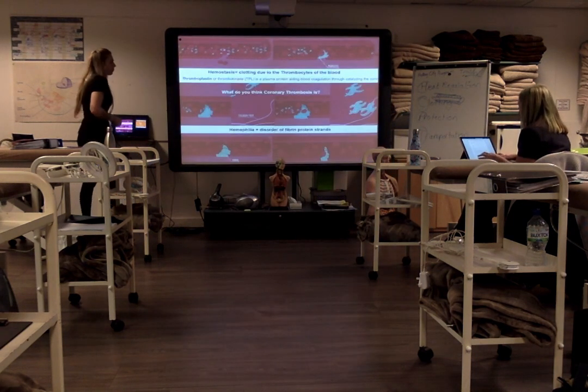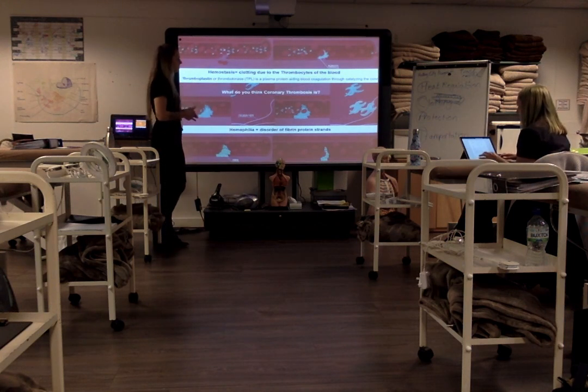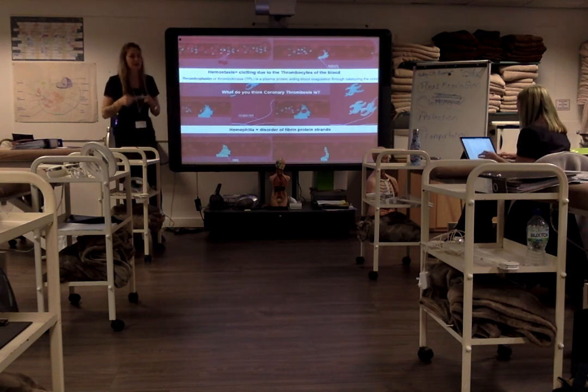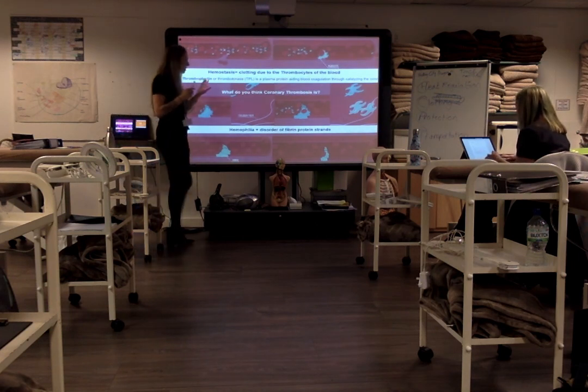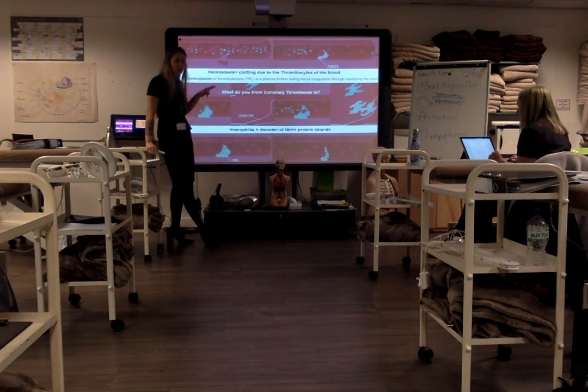So let's have a look at the process of clotting. Hemostasis is clotting due to thrombocytes of the blood. You need to know these terms: erythrocytes, leukocytes, and thrombocytes. Thrombocytes are the platelets. So hemostasis is clotting due to the thrombocytes of the blood. Thromboplastin or thrombinase, I think these terms are in your logbook, so you'll just be expected to be aware of them.